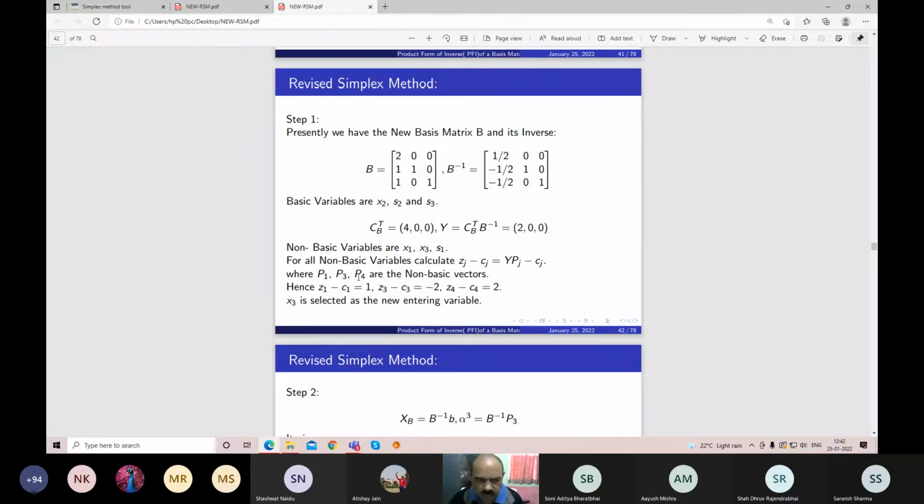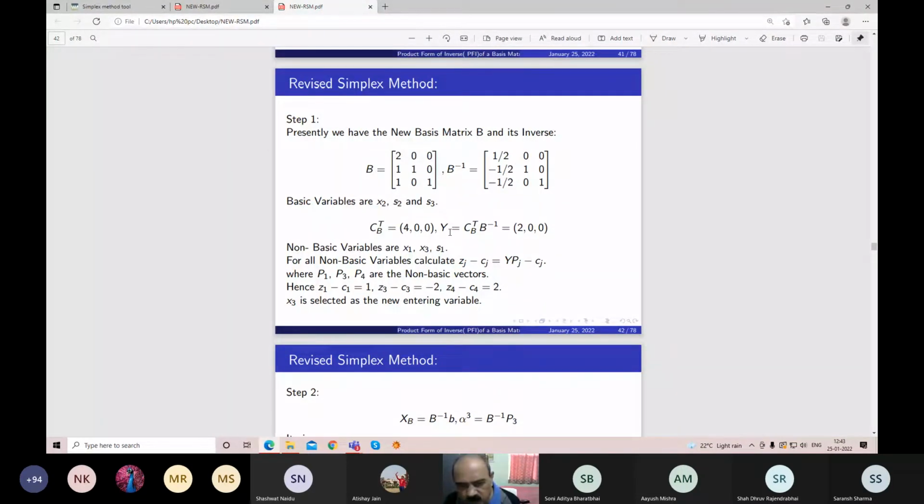This CB, the coefficient of the basic variable for the objective function presently, is 400. Once we have it, we like to find y. What is y? y equals CB transpose, the row vector, times B inverse. Which B inverse? Whatever the new B you are seeing, you use the new B inverse to calculate y. So what is y?